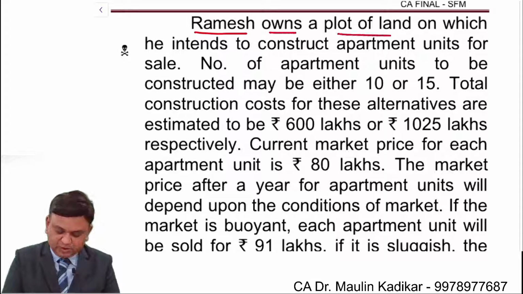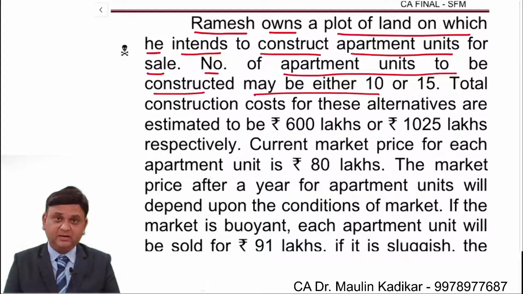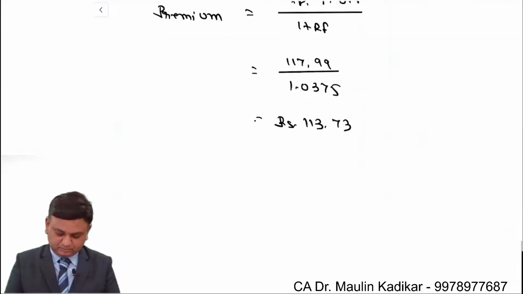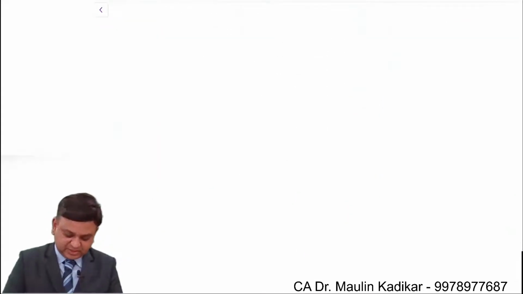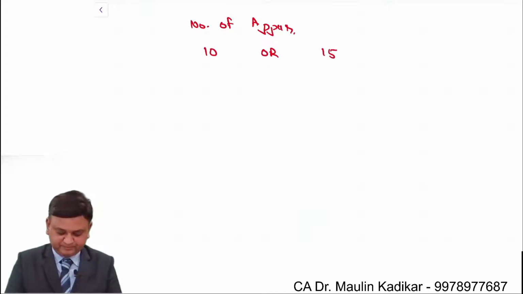Ramesh owns a plot of the land on which he intends to construct apartment units for sale. The number of apartment units to be constructed may be either 10 or 15. So we have been provided with the information that we are considering constructing either 10 or 15 apartments.